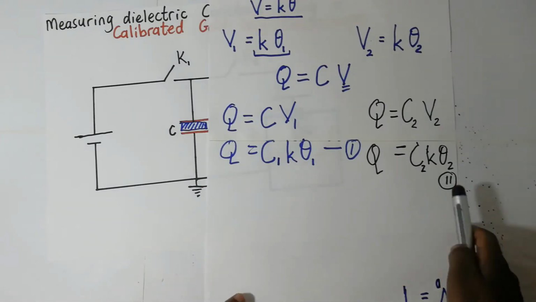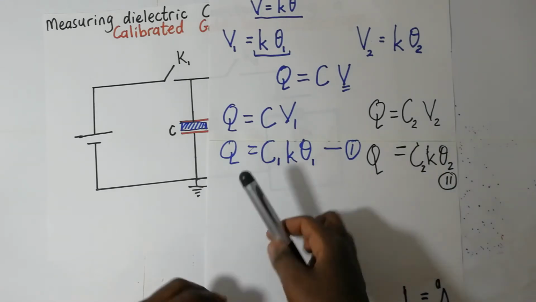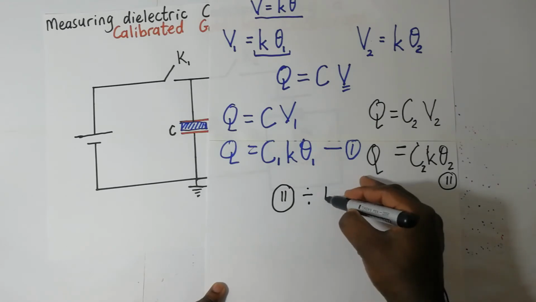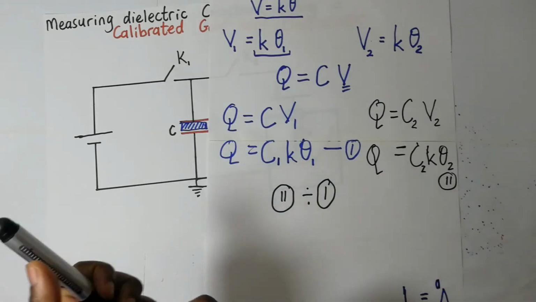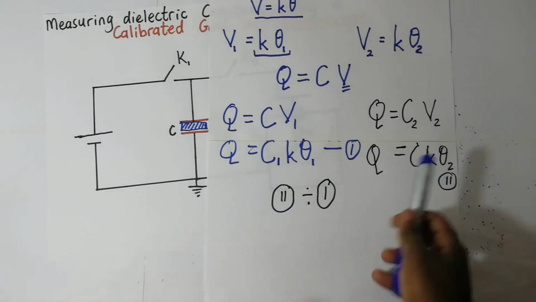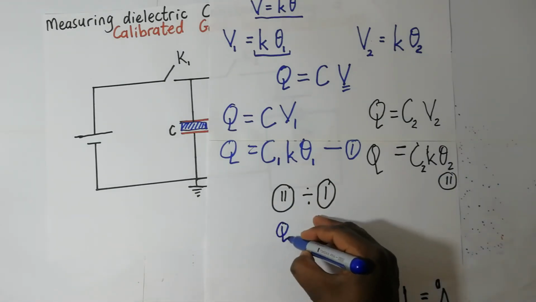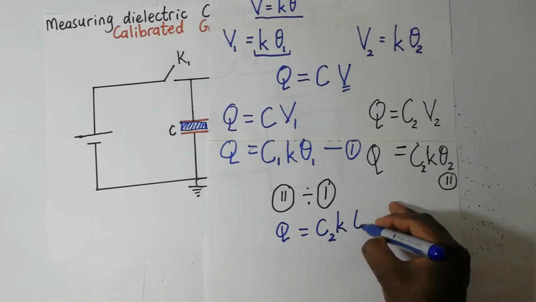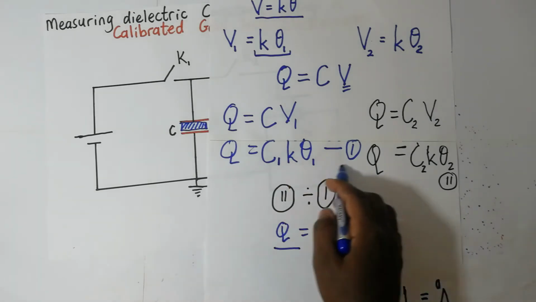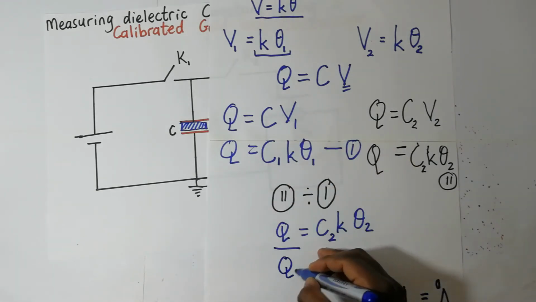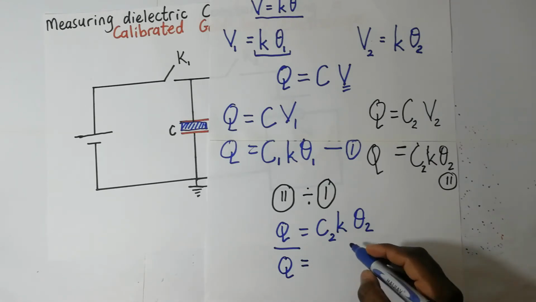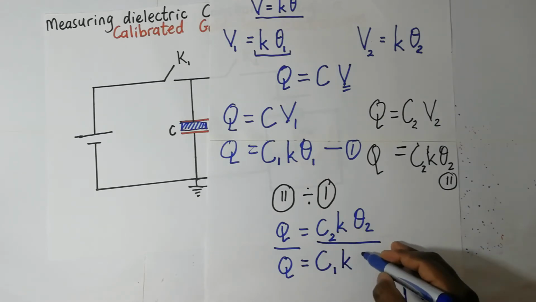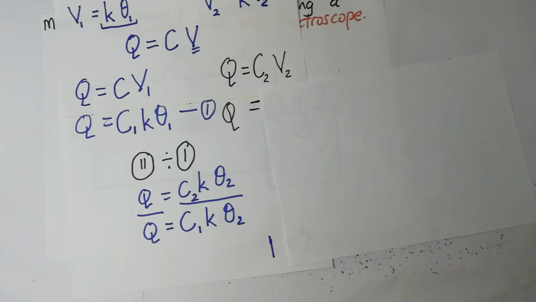So what happens is that we are going to divide this equation by that. In other words, we are going to say equation 2 divided by equation 1. Equation 2 is this, so it's going to become Q, which is equal to C2 times K times theta 2, divided by equation 1, which is right there, Q is given by C1 times K times theta 1. I'll continue with the working here.